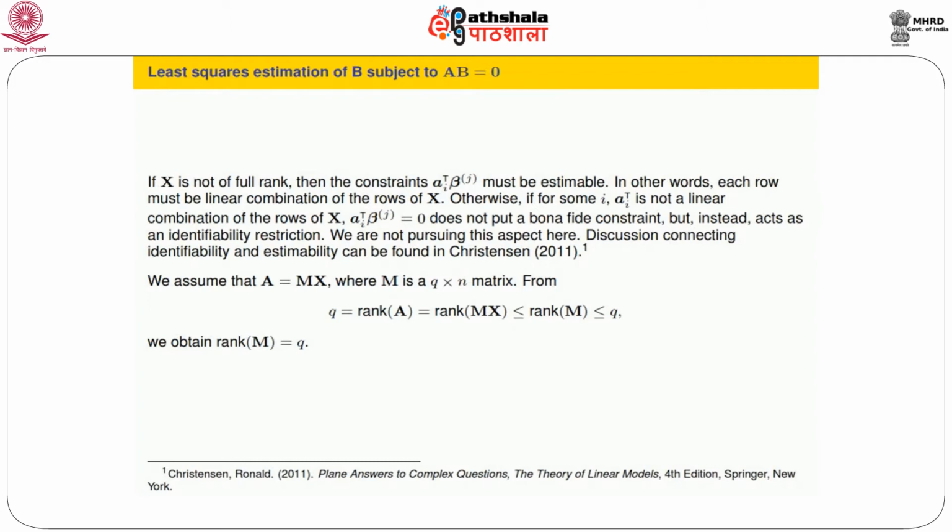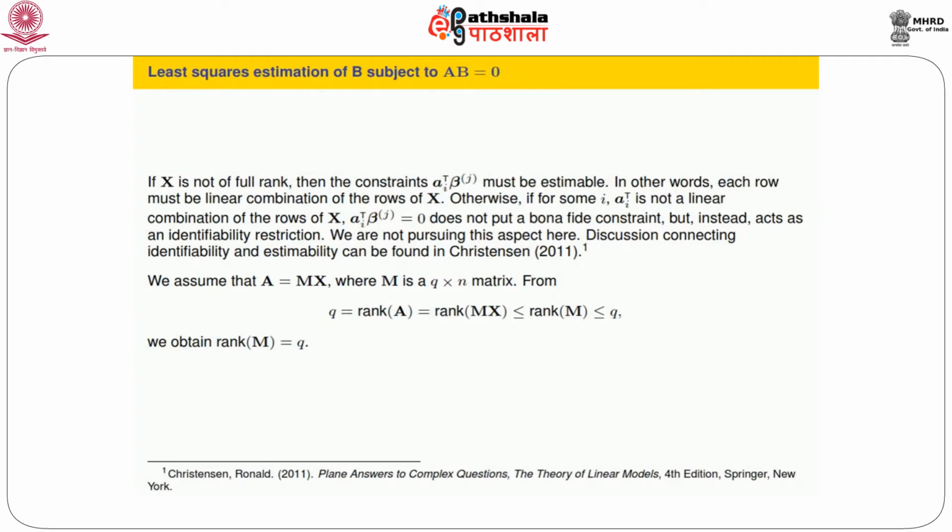So let's see. We see that 0 is equal to AB, the assumption. That's what we are trying to find out, the least square estimate of B subject to this restriction. AB is equal to MXB. There should be a B here. MXB.